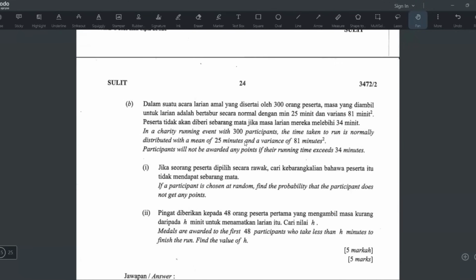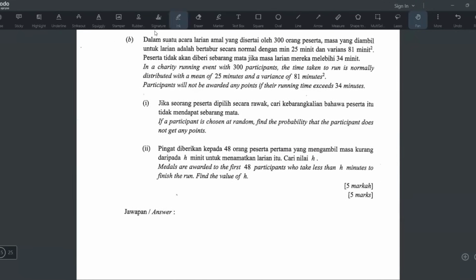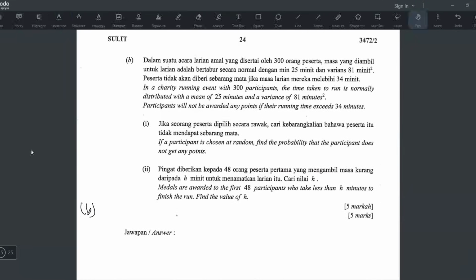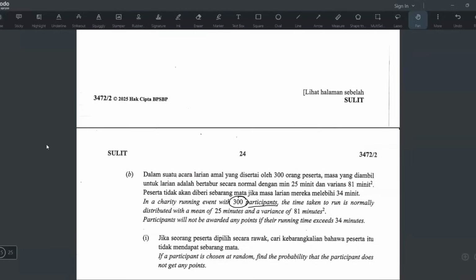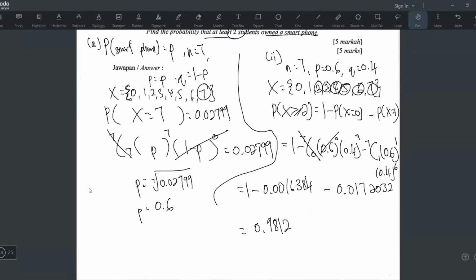That's all. Okay, question B, let's go. Alright, A they asked binomial, right? So B high chance they will ask for normal distribution already. So in a charity running event with 300 participants, what did I say? What did I say? I just told you, I predicted this. Oh my god.